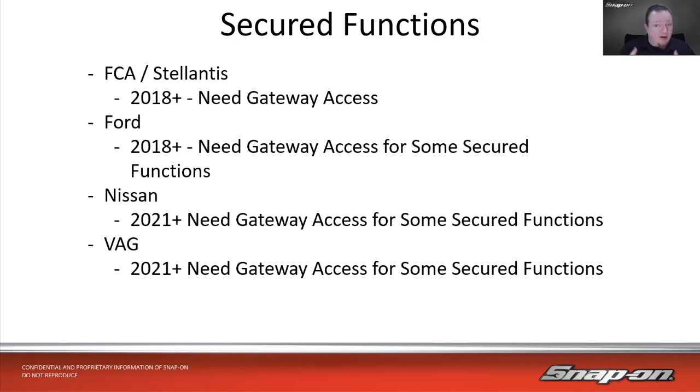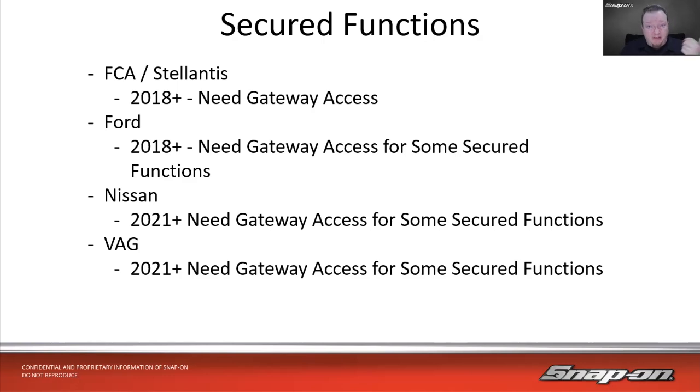Nissan is coming down the pike in North America. It is available over in the UK right now. But as far as that, Nissan also uses AutoAuth like FCA does over here in the States, so that will just be an additional checkbox on the AutoAuth. And that's pretty much 2021 and newer vehicles. And that's, once again, that bucket of some secured functions. I can still go in there and do a lot of functionality without having that gateway unlock on the vehicle. It's just some of the secured functions.